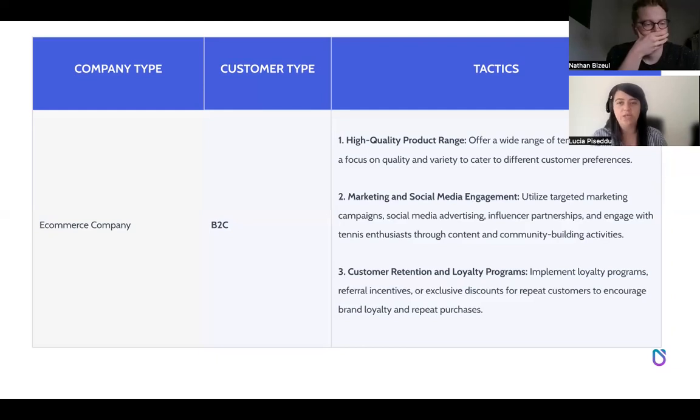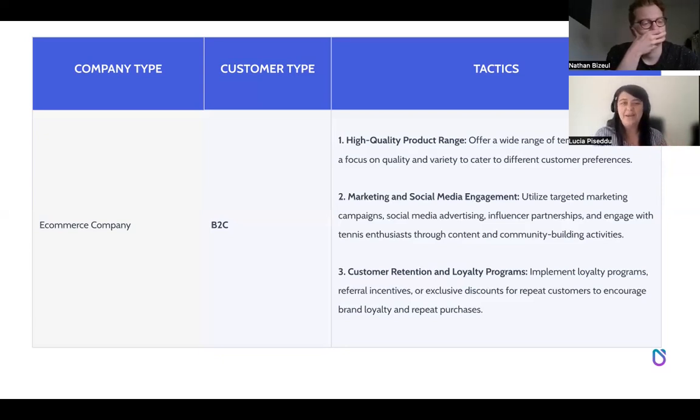The second one is marketing, and specifically social media, right? So once again, here we can use targeted marketing campaigns, social media advertising, influencer partnerships. So we also have an element of partnerships, content, SEO, community building. You could organize tournaments, for example. You can sponsor events at your local club and so on.